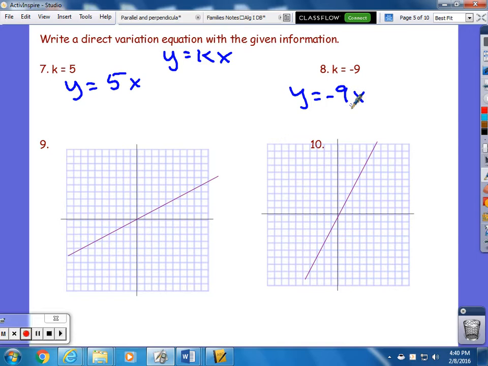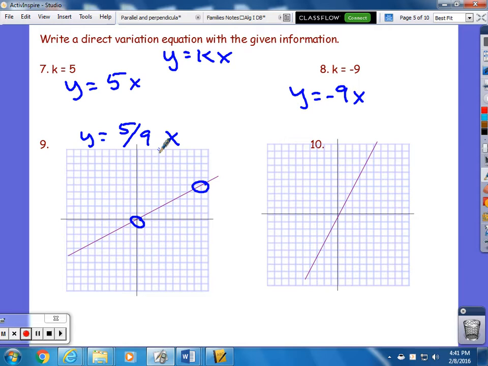So all I need to do is find a good intersection point, origin, and where is there another good point? Let's go with this one. Okay, 1, 2, 3, 4, 5. 1, 2, 3, 4, 5, 6, 7, 8, 9. So y is equal to 5/9 x. Again, k is the same as m. Plus, if it is direct variation, it always, always, always has to go through the origin because there is no b. There is no y-intercept except 0.